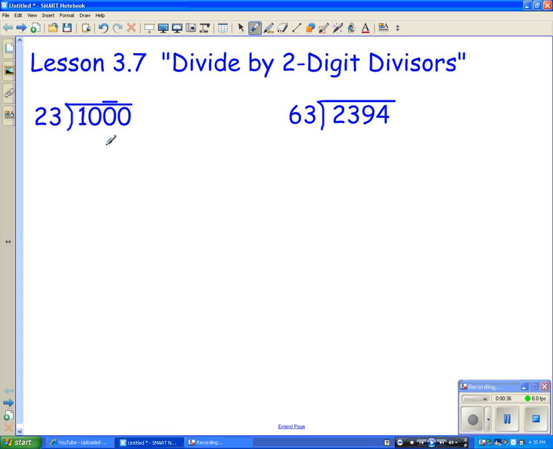So now I can try and estimate and use compatible numbers to help me get a better idea of how many times 23 can fit into 100. So 23 is pretty close to 25. And I know that 25 can fit into 100 4 times, just like 4 quarters in a dollar. So I'm going to start by putting a 4 in my tens place. And then I multiply 4 times 23.